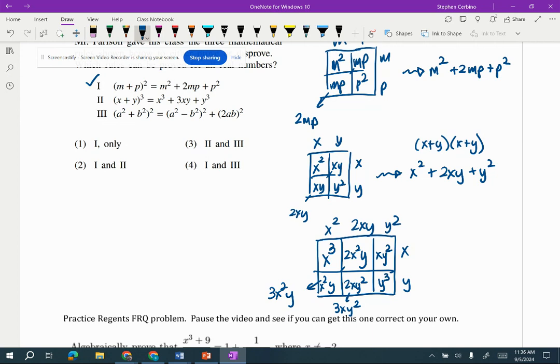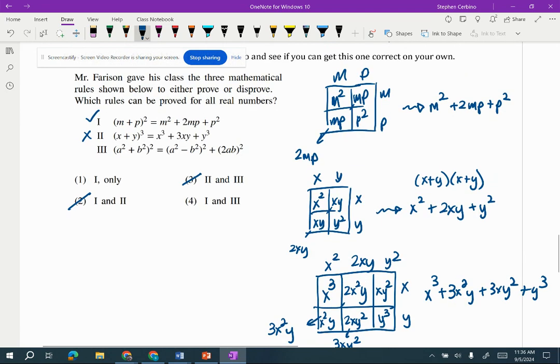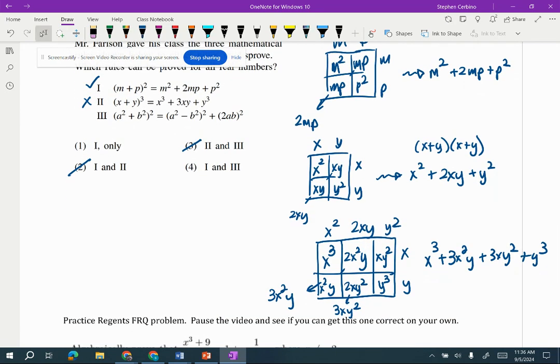So the whole expression of x plus y to the third power is going to become x to the third plus 3x squared y plus 3xy squared plus y cubed. So we could see that's not what they have here, so this one is not an identity. So right away we know that it's not choice 2 or choice 3 because it asks us to figure out which ones can be proved for all, and we know that 2 doesn't work. So now we're left with that last one.